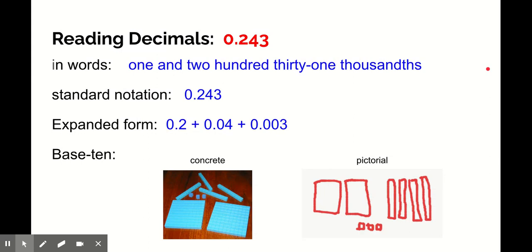We can read and represent decimals in many ways: within words, standard notation, expanded form, and within base 10 pictorials or concrete.